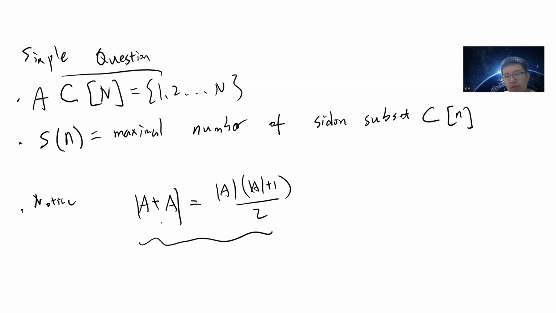Because every element can only be factorized uniquely up to permutation. Okay, so that means that A plus A can achieve this bound.